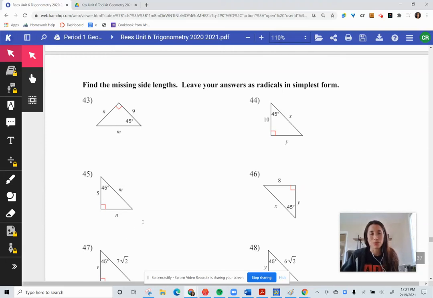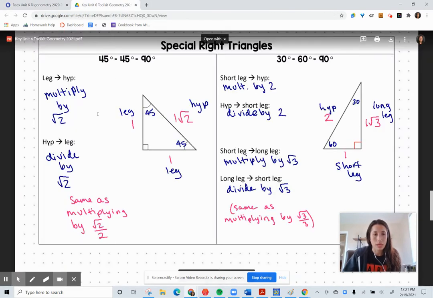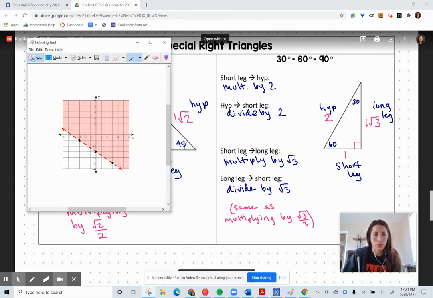It's Ms. Reese, and I'm going to go over some of the problems on pages 28 and 29. These are our special right triangles. It's a good review of these triangles before the test. So as you're looking through these, I'd recommend also having your toolkit out, with each of these special right triangles.